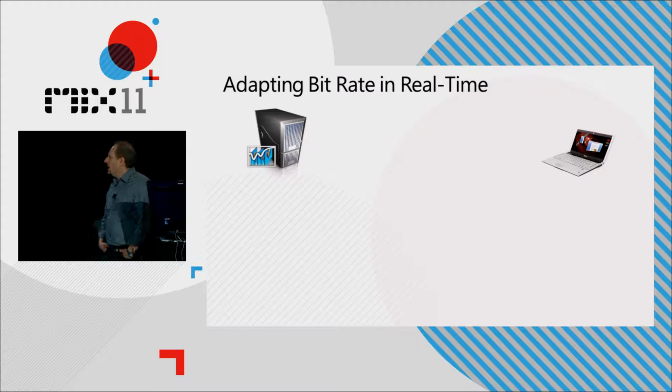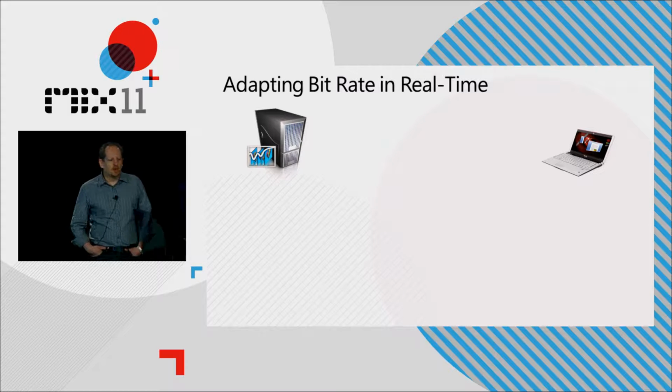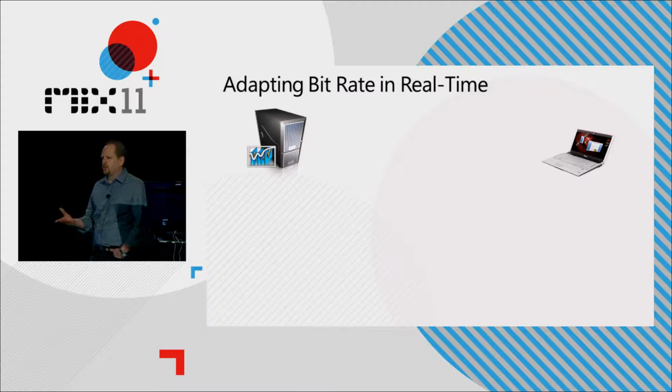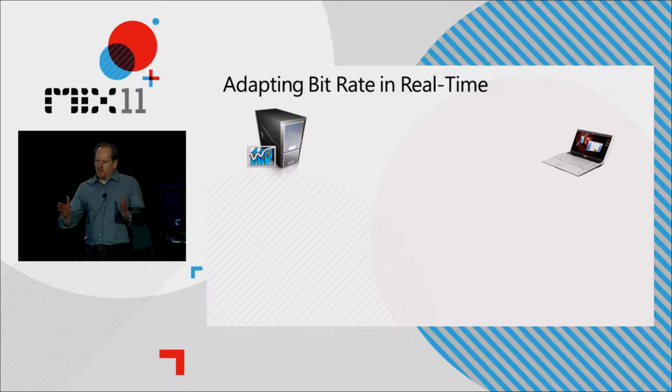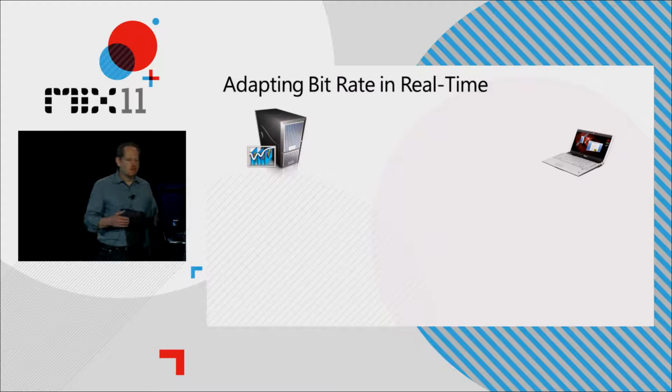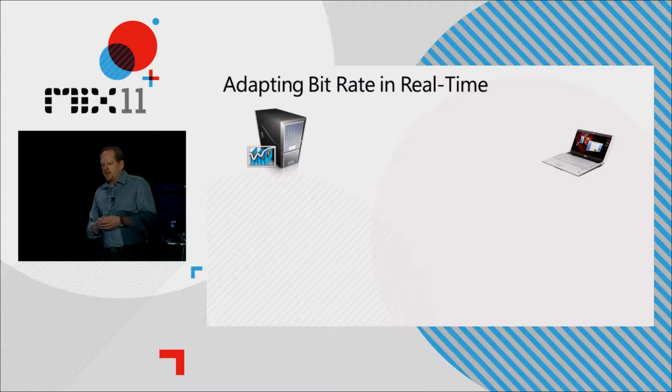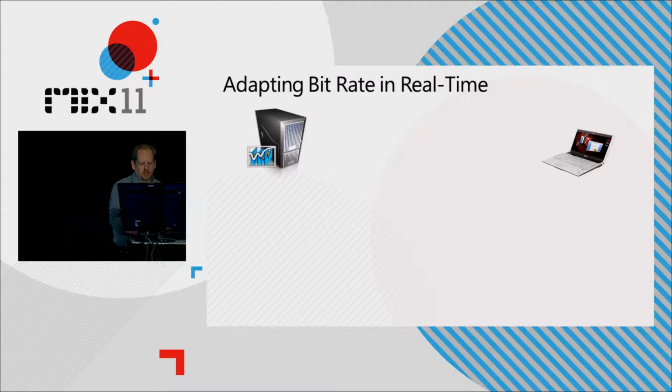So smooth streaming is our implementation of an HTTP adaptive streaming protocol. What it enables us to do is to take a video feed, encode that feed at multiple different bit rates, chunk the video into 2-second blocks, and then deliver those over HTTP. So as the video comes down, the player running on the client is actually making decisions every 2 seconds about which bit rate it wants to look at.